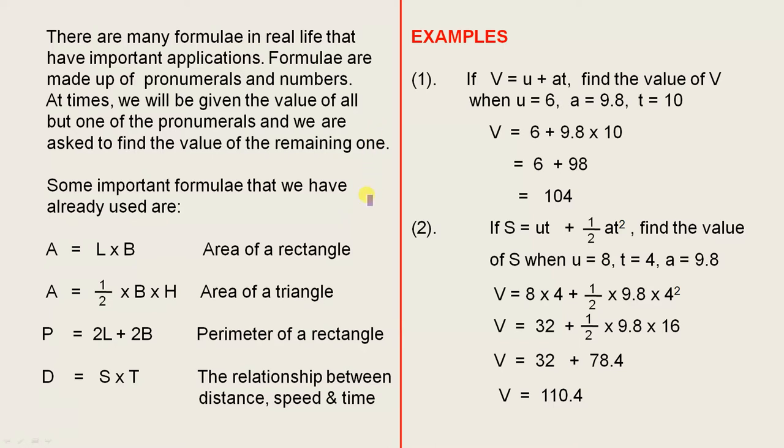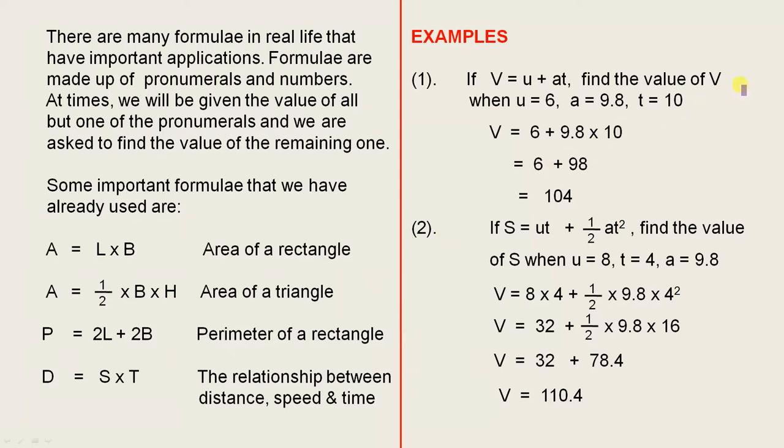Some important formulae that we have already used are A equals L times B, the area of a rectangle. A equals half times B times H, area of a triangle. P equals 2L plus 2B, perimeter of a rectangle, and D equals S times T, the relationship between distance, speed and time. Let's look at some examples.